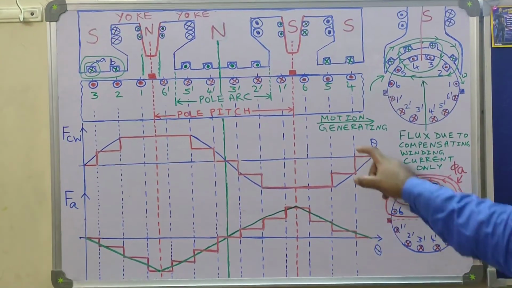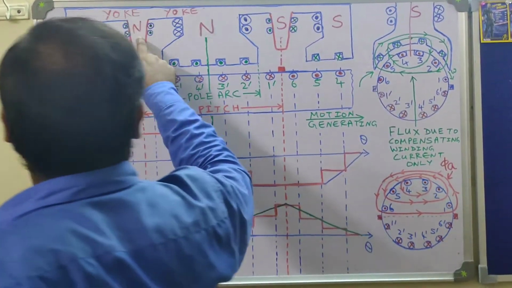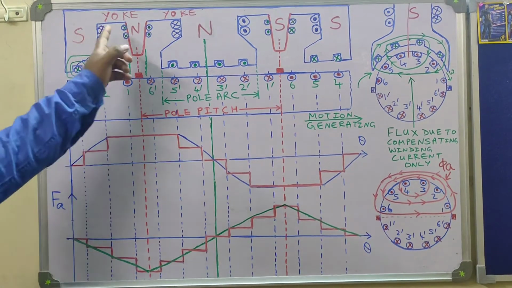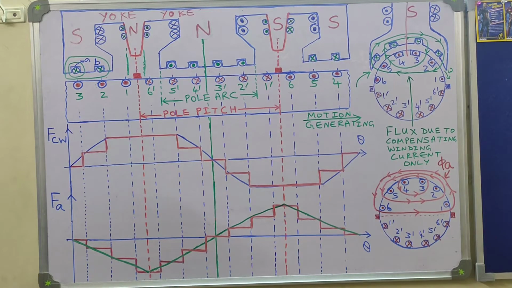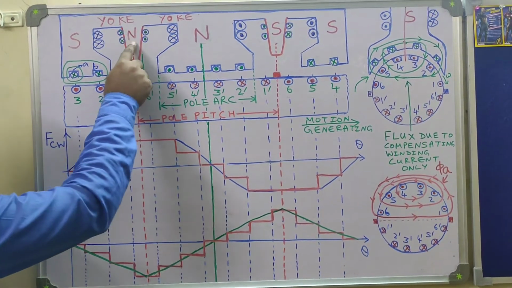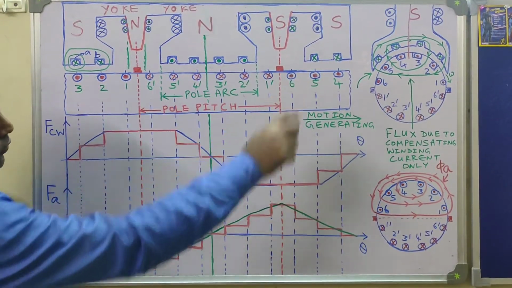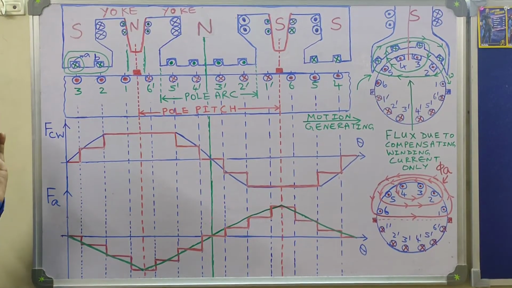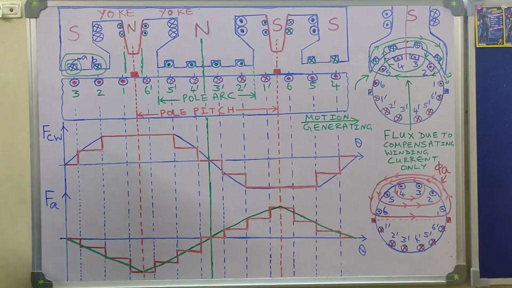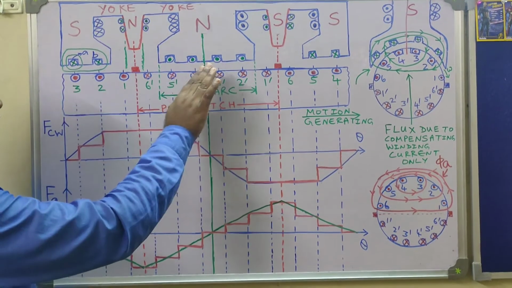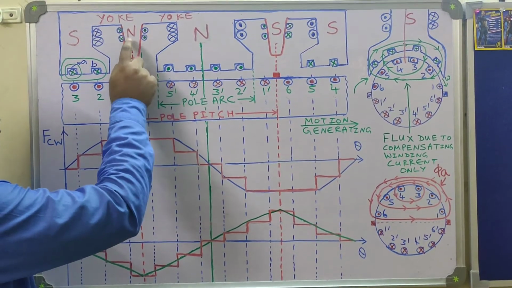We have assumed this machine to be working as a generator. Now what about the interpole polarity? This is in tune with what we deduced earlier, that in case of generating action, the polarity of the interpole is the same as that of the main pole ahead of it in the direction of motion. So what is our direction of motion? Our direction of motion is from left to right. So if you are moving in the direction of motion, what is the main pole ahead of this interpole? North pole. So it should be north pole.